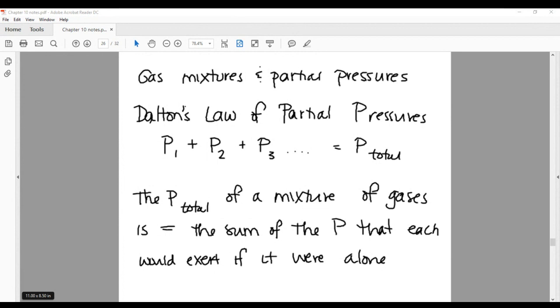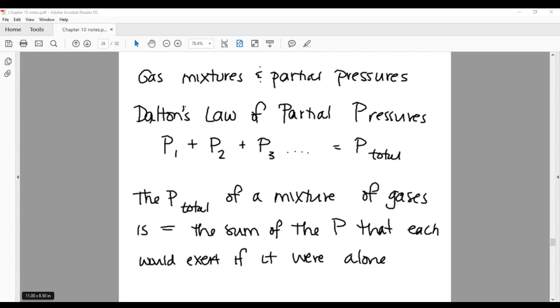Dalton came up with this idea that if we have a mixture of gases, the total pressure of that mixture is going to be equal to the sum of the pressures that each would exert if it were alone. So if we have oxygen, nitrogen, and carbon dioxide in 3 separate containers, and they each have a pressure of 1 atmosphere, if we put those 3 gases together, then we would just add their individual pressures. 1 plus 1 plus 1 would give us a total pressure of 3 atmospheres.